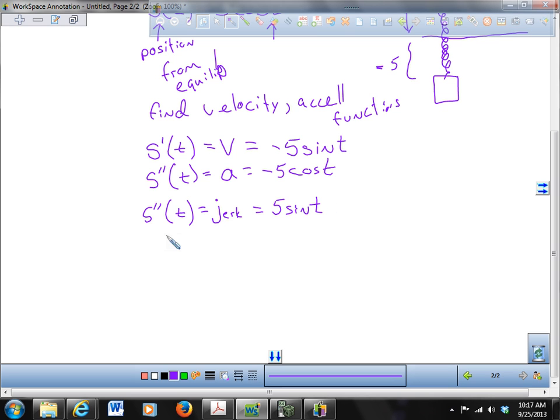What they talk about with jerk is how fast the acceleration is changing. If you drop a ball from a height, what's acceleration due to gravity? 9.8 meters per second squared, or 32 feet per second squared. What's the derivative of that number? What's the derivative of a constant? 0. So this thing called jerk, if you take the derivative of acceleration, is 0.